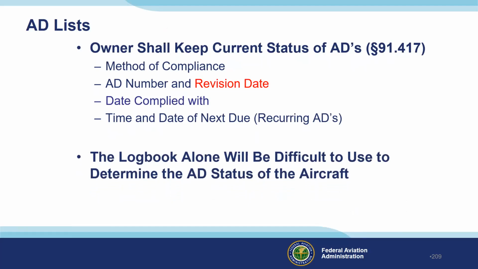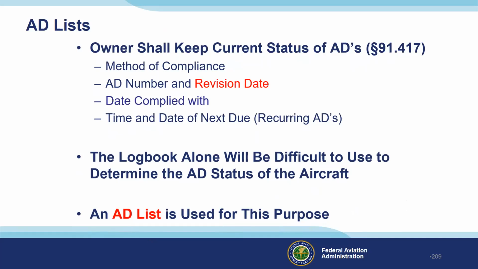AD list. 91-417 says that the owner shall keep a current status of ADs. Doesn't mean he has to have a list, but he has to have those items: method of compliance, the AD number and revision date, date it was complied with, and the time and date of the next due.